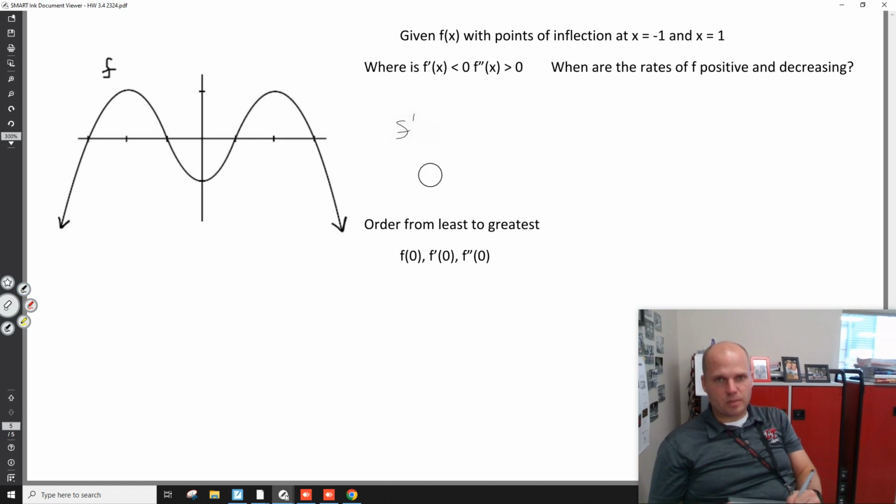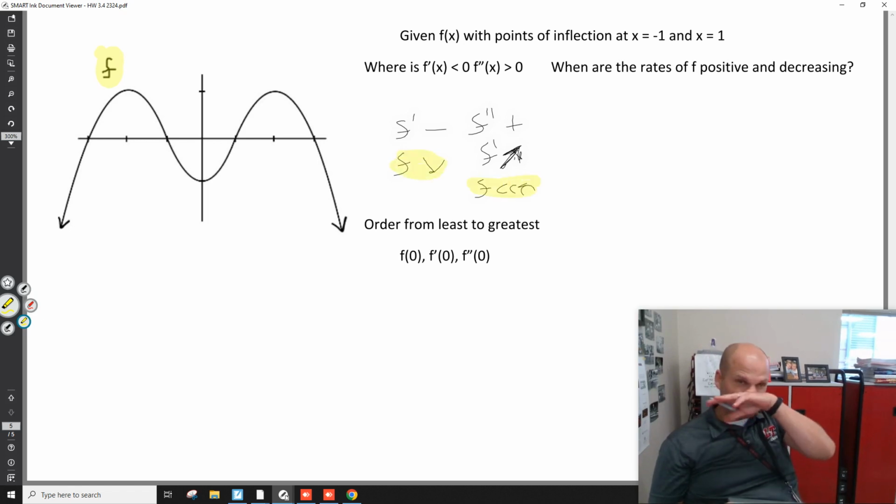F prime less than 0 means F prime is negative. When F prime is negative, F is decreasing. F double prime is positive, means F prime is increasing, means F is concave up. I have the graph of F. When is F going down but is concave up?